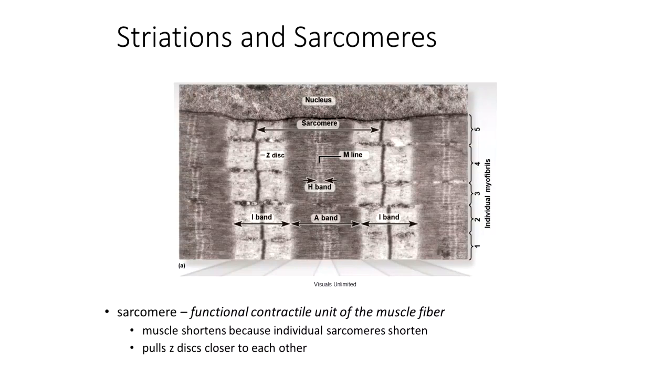Okay, here's another picture, kind of showing you again how you actually see the dark and the light bands here. So muscles actually shorten because individual sarcomeres are shortening, and they are pulling the Z discs closer to each other. So a sarcomere is the functional contractile unit of a muscle fiber.